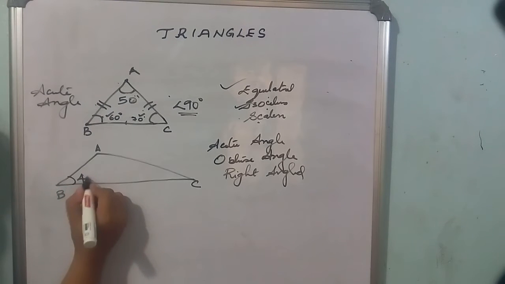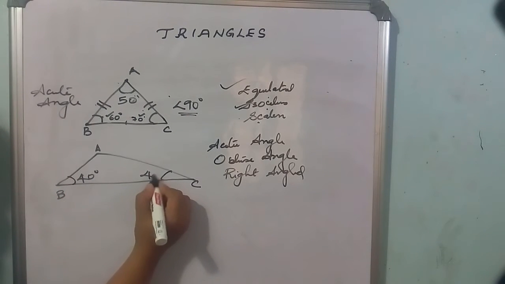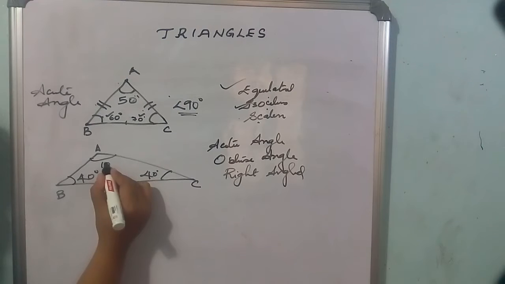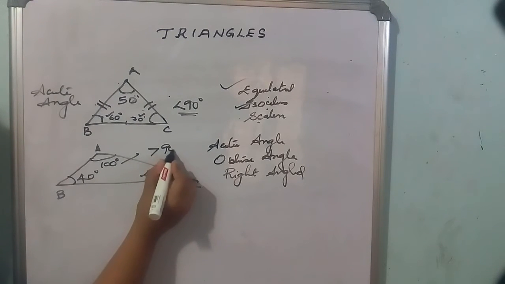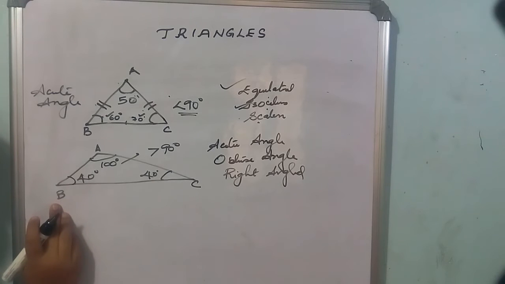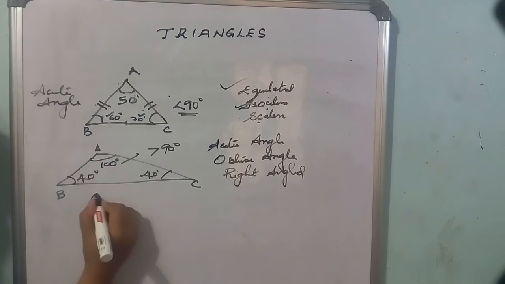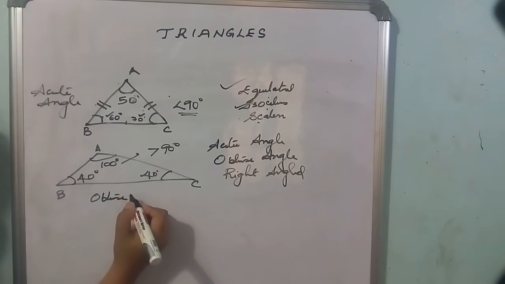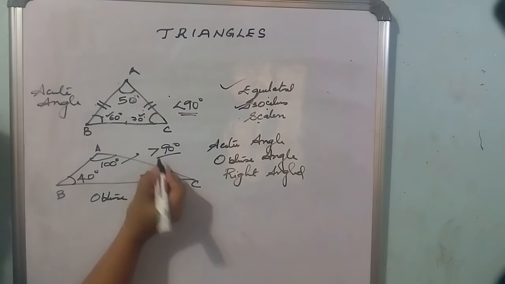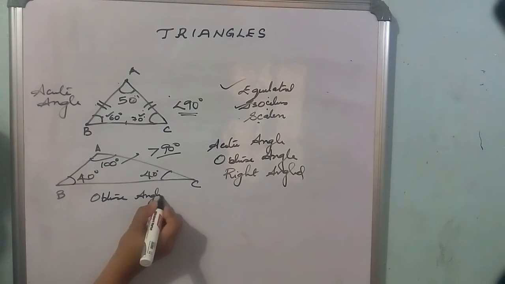In an obtuse angle triangle, we'll have, let's say this is 40 degrees, this would be 40 degrees, then this will be 100 degrees. Here one angle is greater than 90 degrees, so this is called an obtuse angle triangle. If any of these three angles is greater than 90 degrees, then it's an obtuse angle triangle.